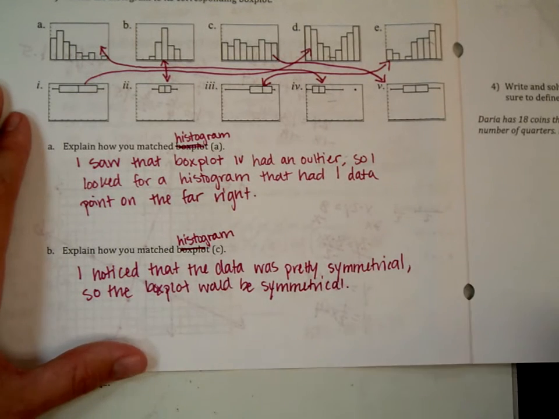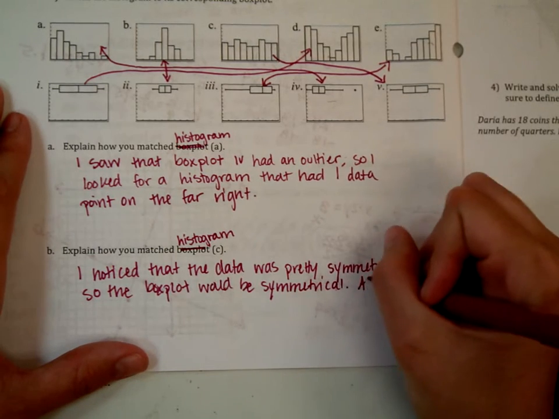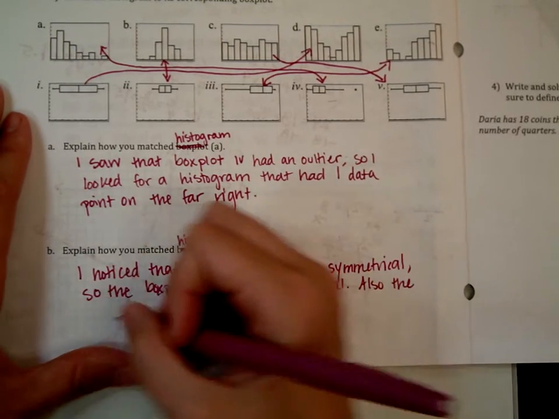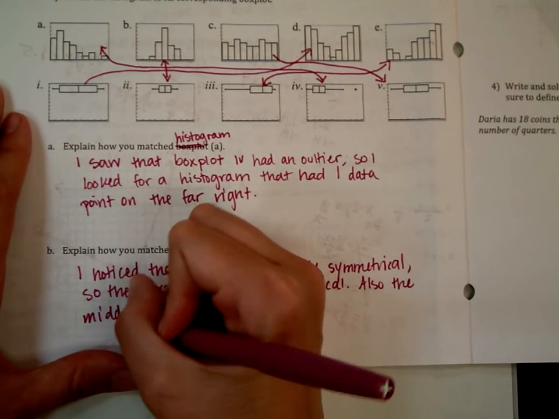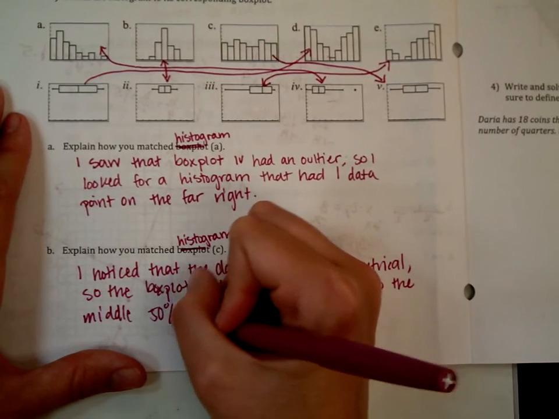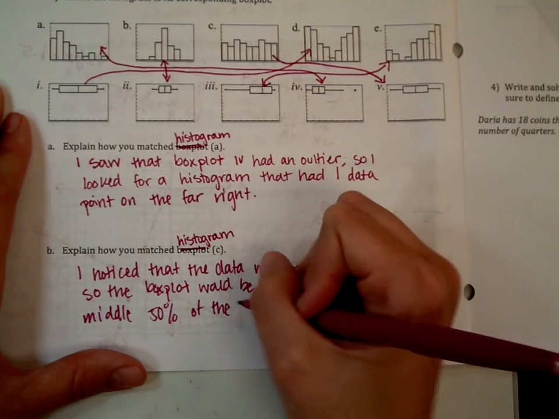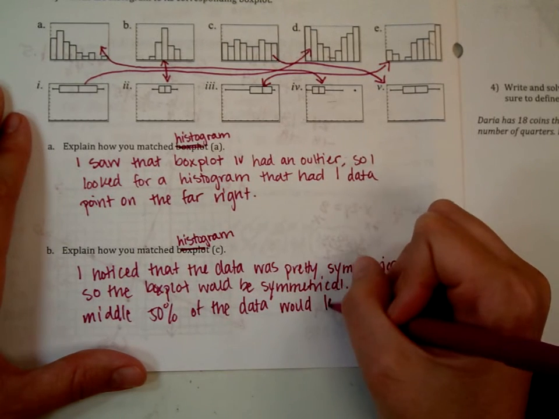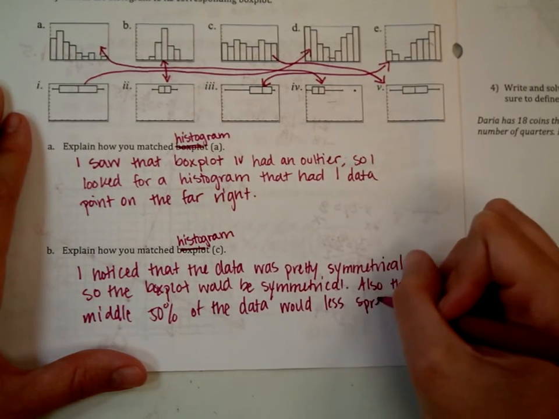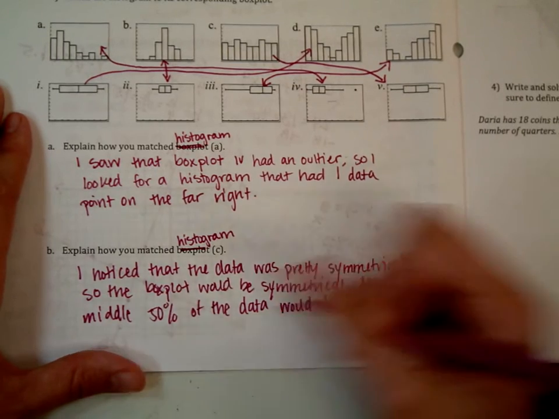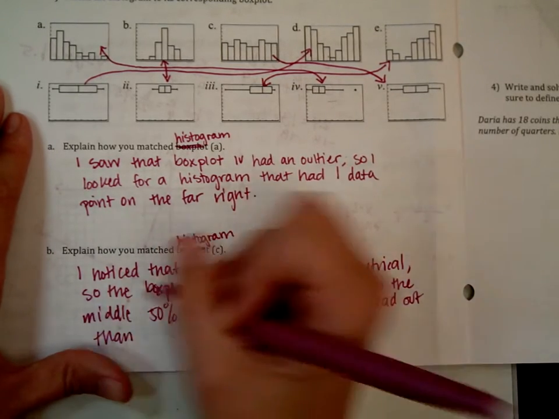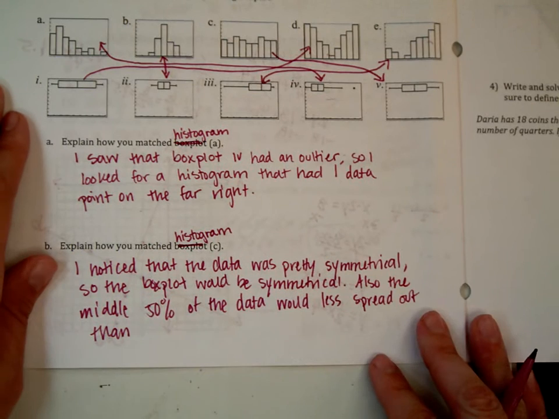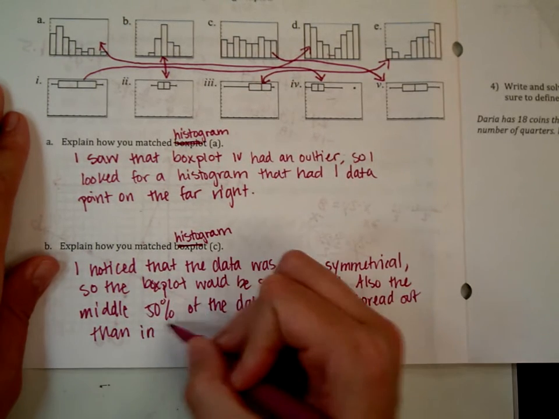Also, the middle would be more condensed. So the middle 50% of the data would be less spread out than in histogram D.